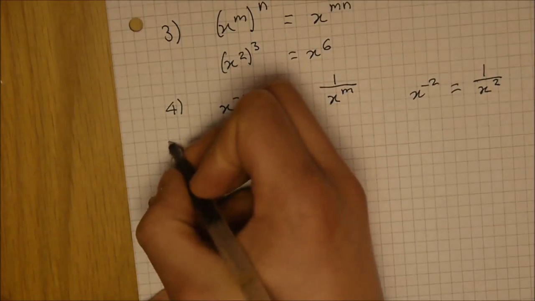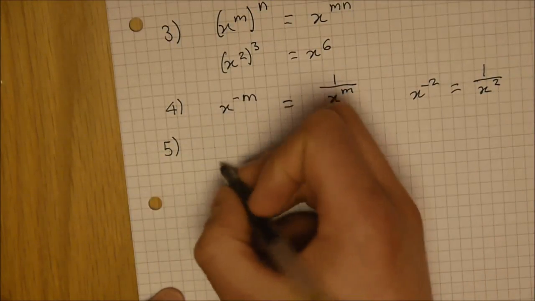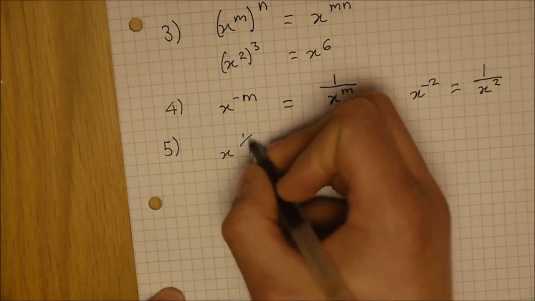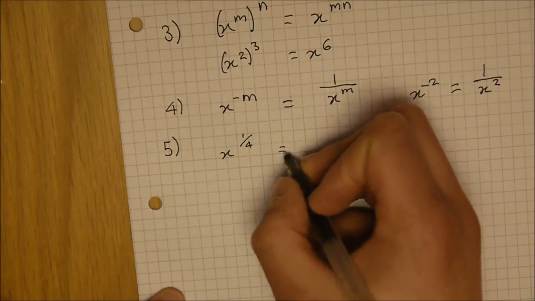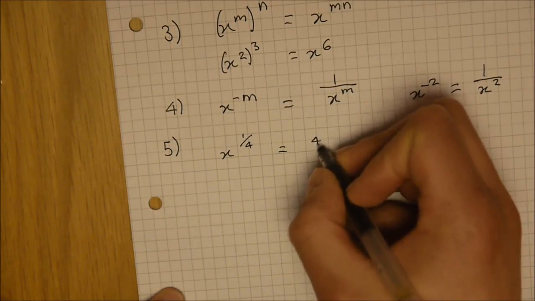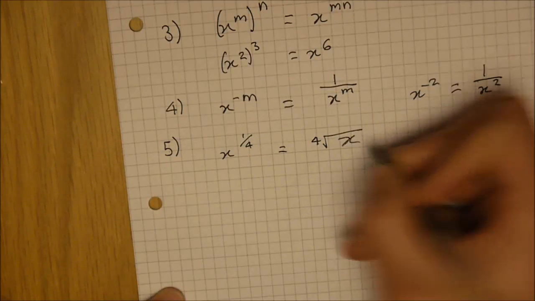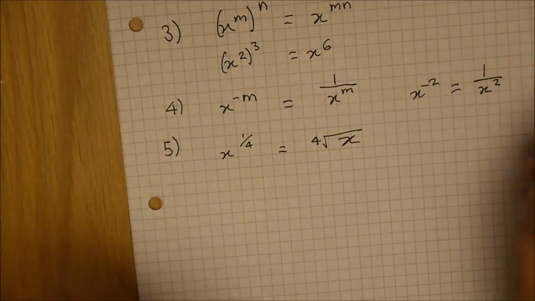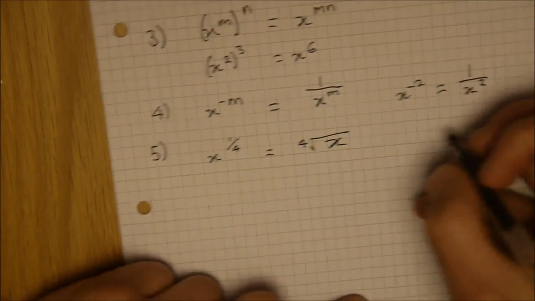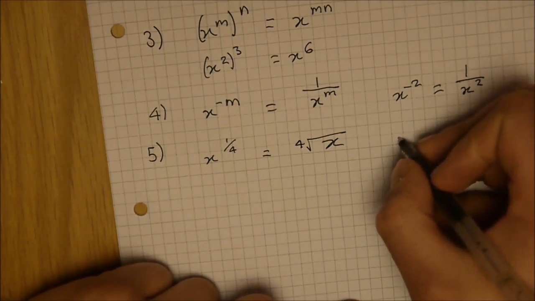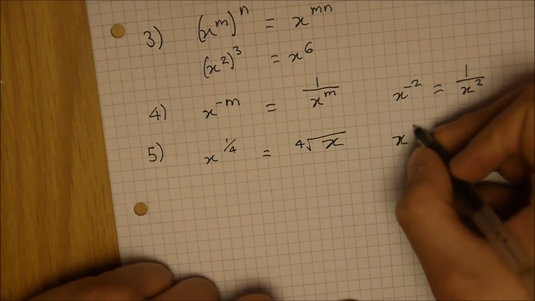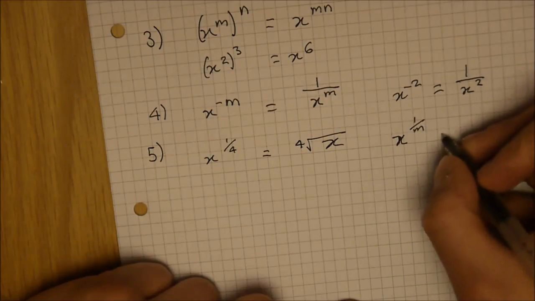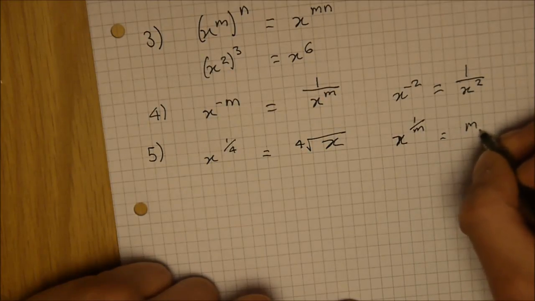Then there's fractional powers. For example, x to the quarter, which would just go to the 4th root of x. Although I probably should have given a more used in terms of m and n, but I'll just do that quickly now. So we've got x to the 1 over m, which equals m root x.